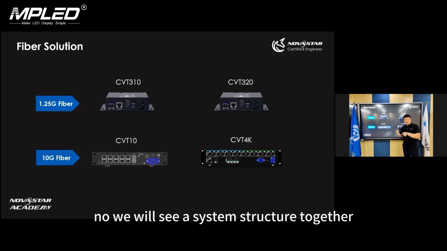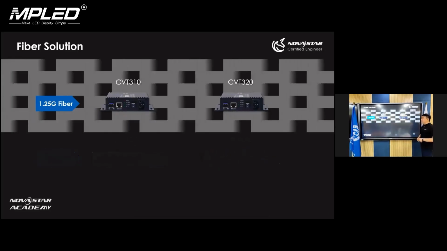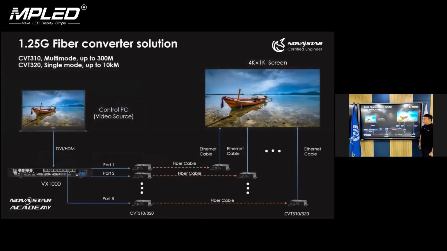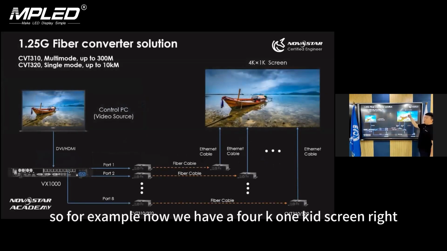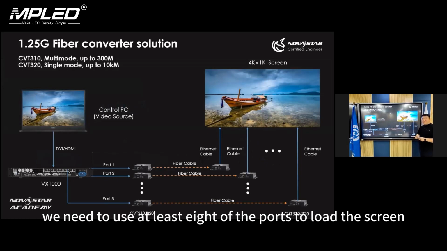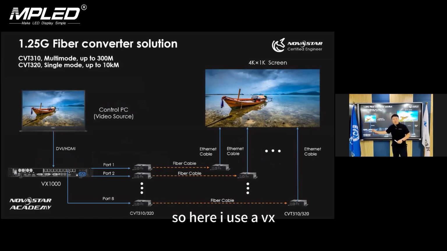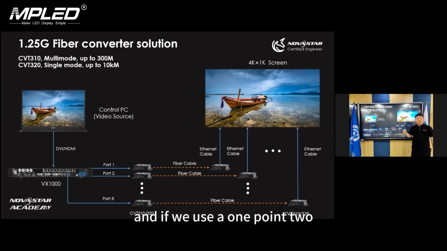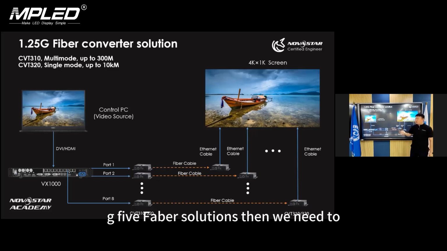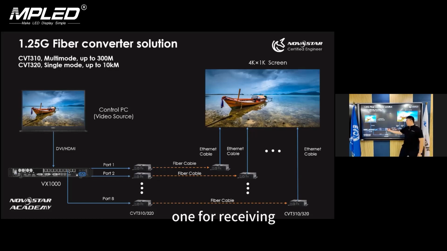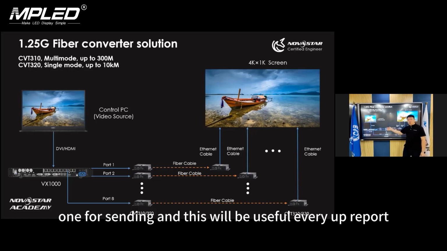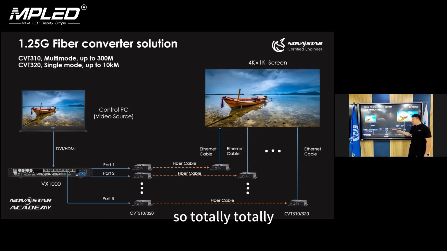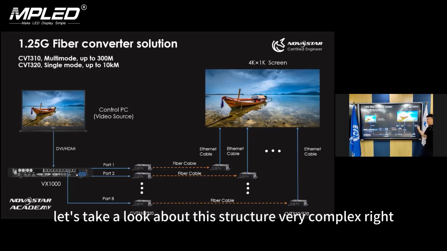So now we will see a system structure together. For example, now we have a 4K by 1K screen, right? We need to use at least 8 output ports to load the screen. So here, I use a VX1000 as the sending controller, and I use port 1 to port 8 to load the screen. And if we use 1.25G fiber solutions, then we need one for receiving and one for sending, and this will be used for every output port. So totally, let's take a look at this structure.